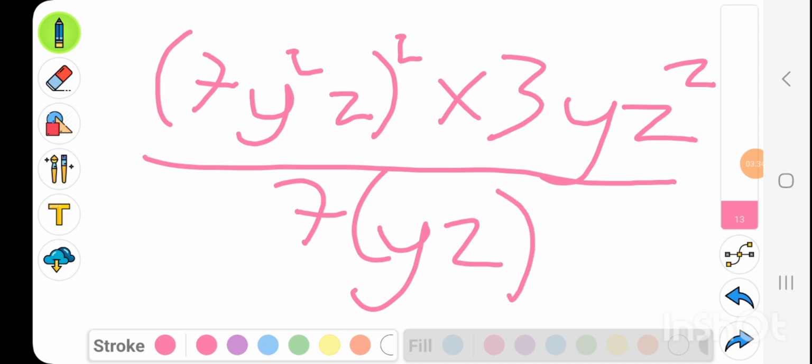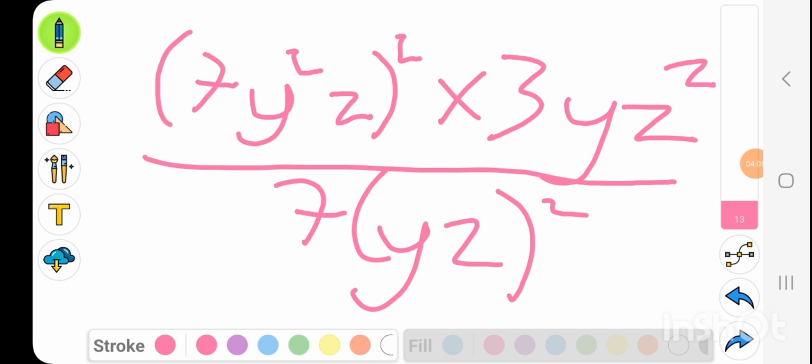So I'll write it out because my handwriting is not that good. It's 7y squared z in brackets, all squared, times 3yz squared, and the denominator is 7 brackets yz, all squared. Okay, so that is that. Alright, so pause the video. You can solve it on your own.